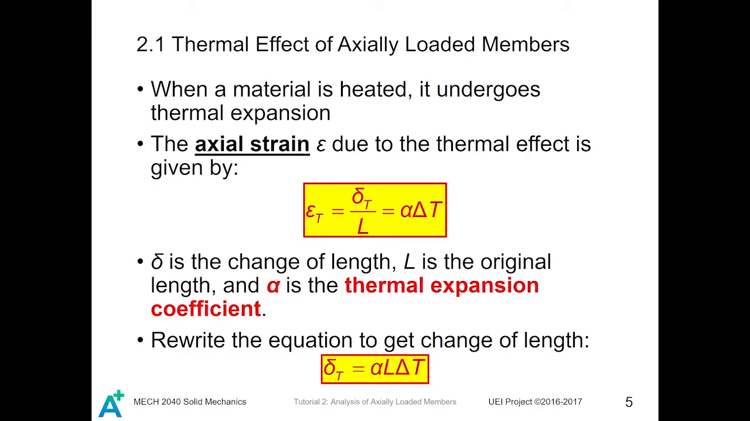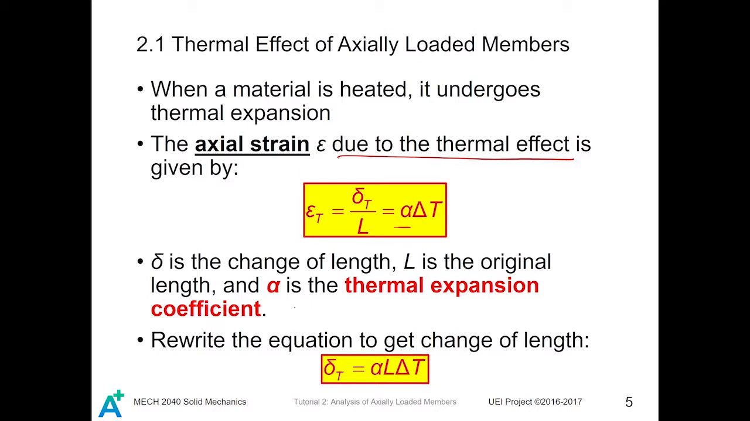Firstly, let's talk a little bit about the thermal effect on the axially loaded members. When a piece of material is heated, it will undergo thermal expansion, and similarly, when a material is cooled, it will undergo thermal contraction. Therefore, under the change of temperature, we will introduce the thermal strain, which is the axial strain due to the thermal effect. The thermal strain is given by the thermal deformation divided by the original length, so it is rather trivial. But we will introduce a new constant which is related to the thermal effect, which is alpha.